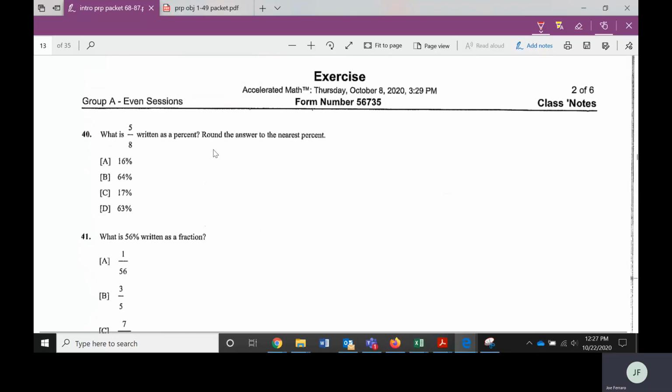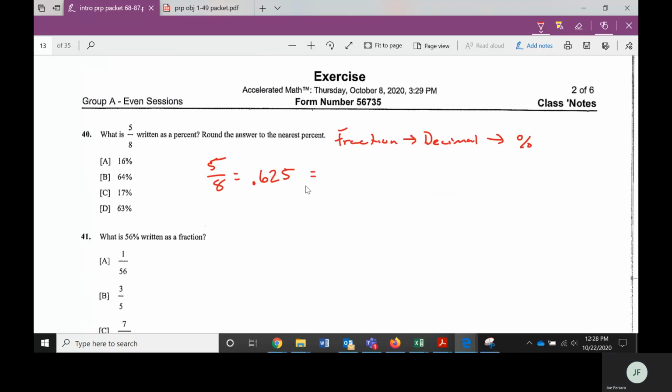40, I think this might be one of the easier types of the 4 problems on here. You're taking a fraction and writing it as a percent. So the first thing you do is take your fraction and you take it to a decimal first. And then you'll be able to take your decimal to a percent. So fraction to decimal, you just divide. Top divided by bottom is 0.625. Okay.